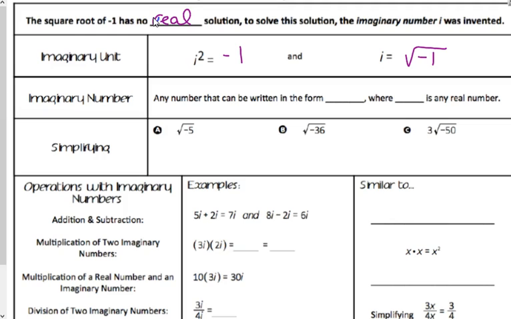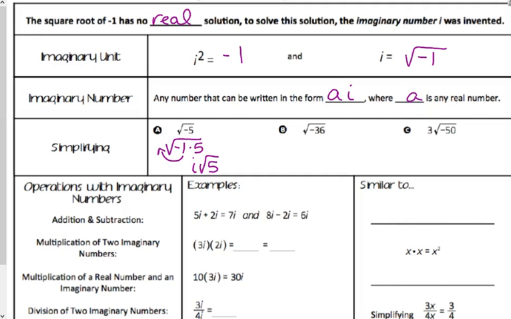So how do you write an imaginary number? Well, an imaginary number is any number that can be written in the form ai, where a is any real number at all. We simplify imaginary numbers the same way we simplified other radicals. So for example, here we have the square root of -5. We can simplify -5 to -1 times 5. And we now know that the square root of -1 is i. So if we pull out the square root of -1, we get i square root of 5.